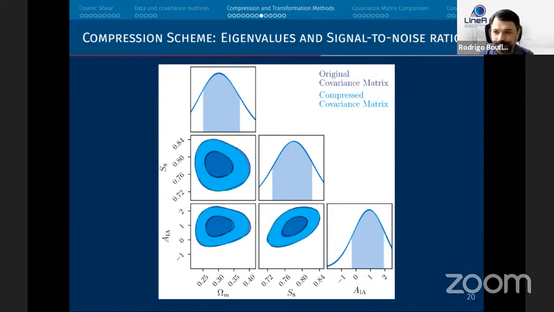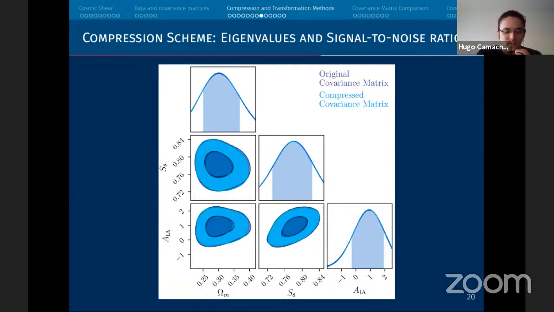Ugo has his hand raised. Yeah, it's Ugo. Go ahead. Let me see. Can you hear me? Yeah. Nice. Hey, Tassia. First of all, thanks a lot for the nice presentation.